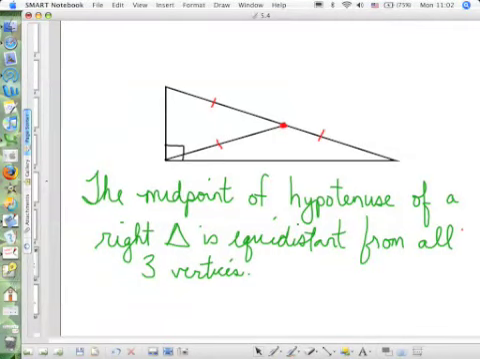The midpoint of the hypotenuse. That's the side opposite the 90-degree angle. The midpoint of the hypotenuse of a right triangle is equidistant from all three vertices.